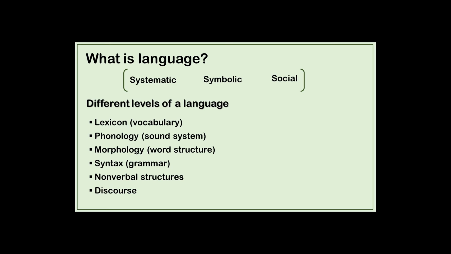Morphology is the knowledge about word structure. Speakers have the knowledge about morphemes and inflections. Syntax is the knowledge about grammar. Speakers have the knowledge about word order, agreements, and sentence structure. Non-verbal structures are facial expressions and body gestures. Lastly, discourse is connected sentences which tell stories.